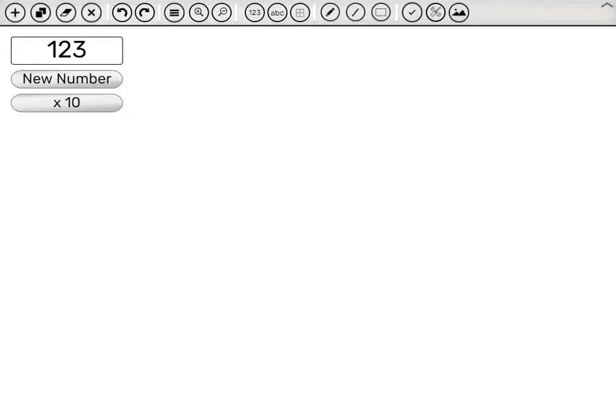Welcome to the app, Multiplying by 10. Students learn at some point that adding a zero to the right of a whole number multiplies it by 10. Later, when they work with decimal numbers, they learn that a number can be multiplied by 10 by moving the decimal point one digit to the right. This app will help the students understand why this technique works.